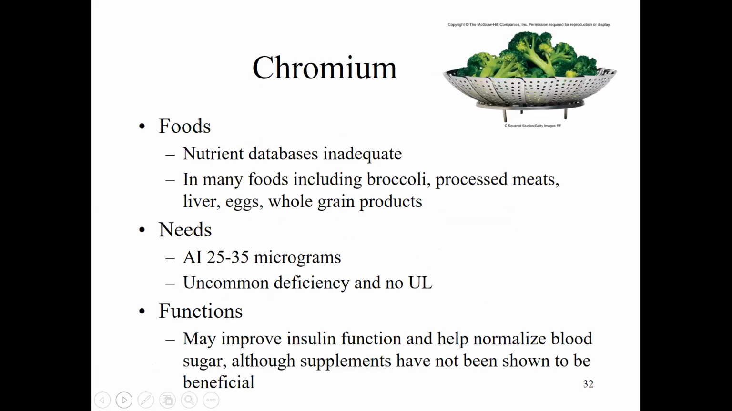Chromium, we're getting here towards the end. We don't have great nutrient databases about chromium, so we don't know chromium content in food very well. We do know that it's found in a lot of different foods, including broccoli, processed meats, liver, eggs, and whole grains. It's not a common deficiency, so people don't tend to have problems with it. It's not toxic. It's gotten a little bit of press because it may help improve insulin function and help normalize blood sugar. So sometimes people with diabetes will take chromium supplements, but there hasn't been a lot of good research to show that that's actually beneficial.